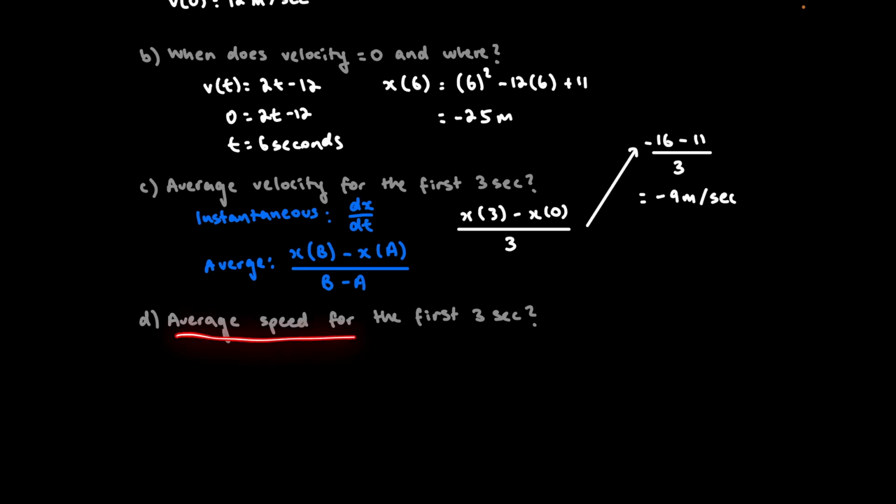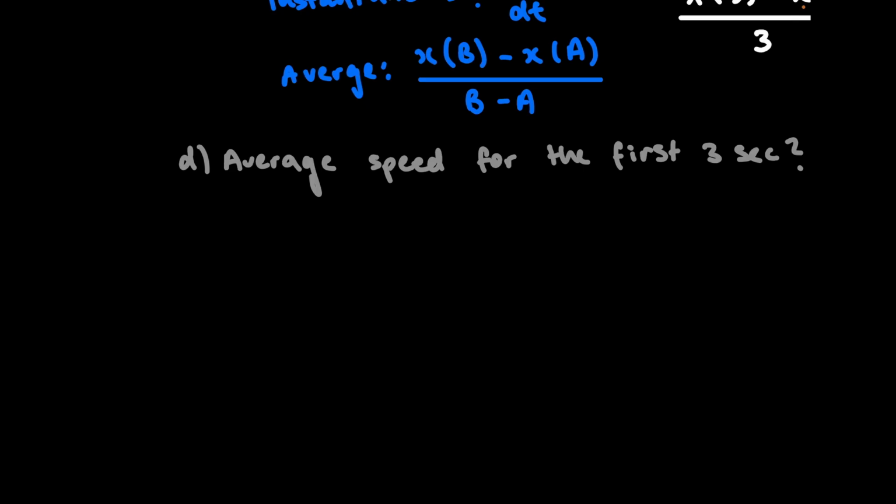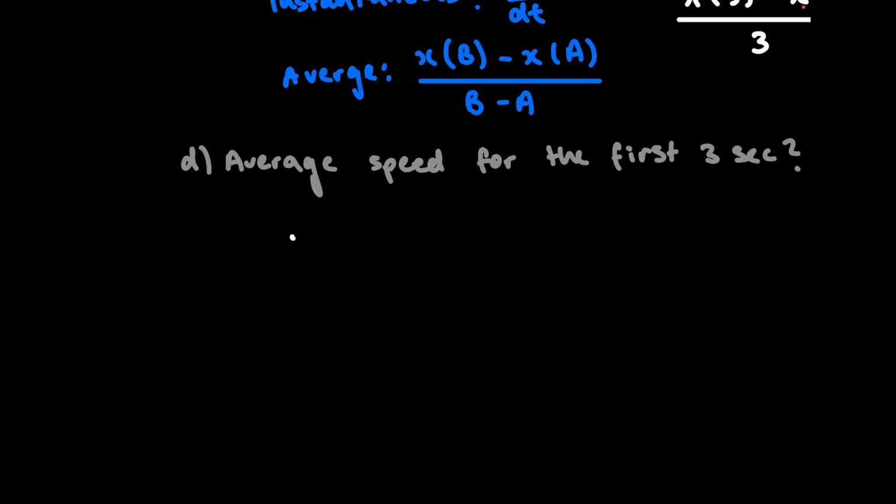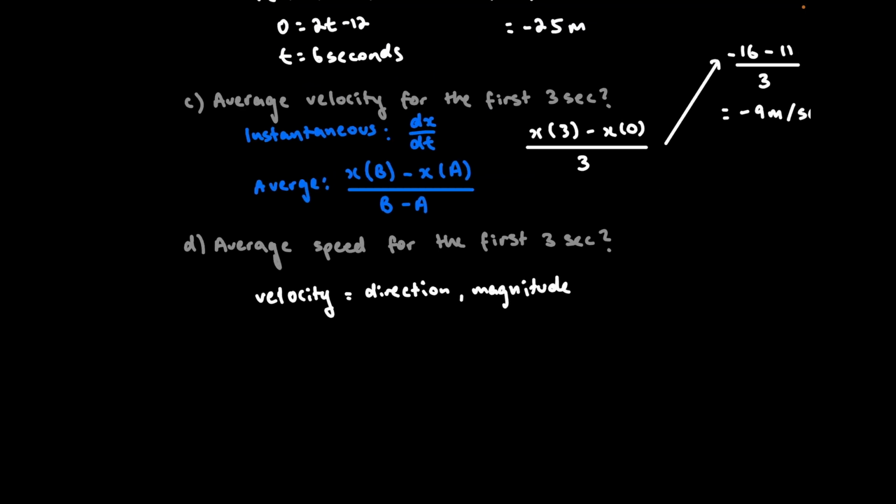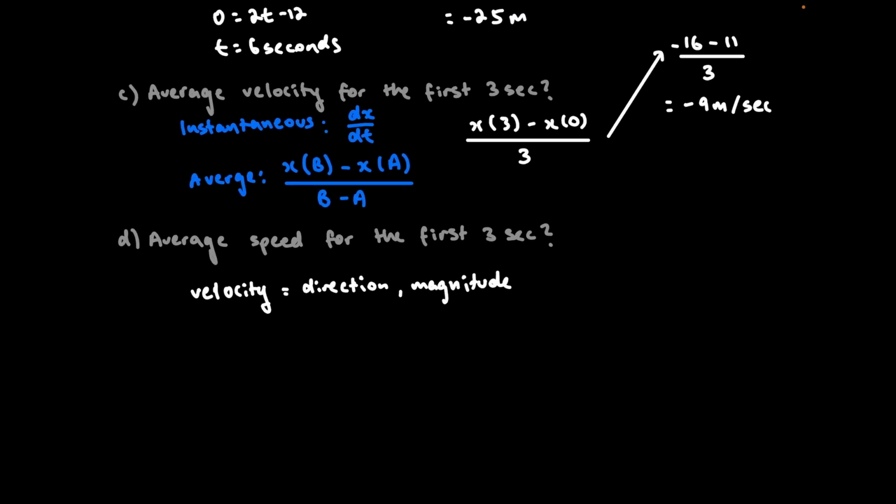What about the average speed in the first 3 seconds? Well, for those of you that don't know the difference between speed and velocity, velocity is a vector quantity. And what that really means is velocity has both a direction as well as a magnitude. So for the answer to part C that we just did, we knew that we're traveling 9 meters per second. That would be our magnitude. But this negative entails we are going in the negative direction.